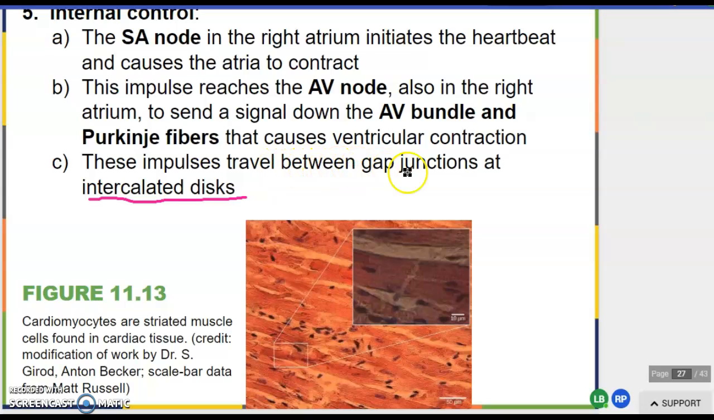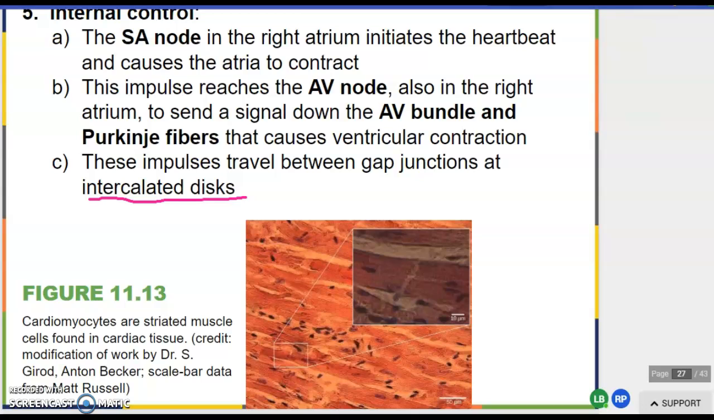So the impulses travel between these, which are actually gap junctions. If you had Gen Bio with me first semester, we did talk about cell to cell communication, and gap junctions are one of those intercellular junctions where communication happens between cells.